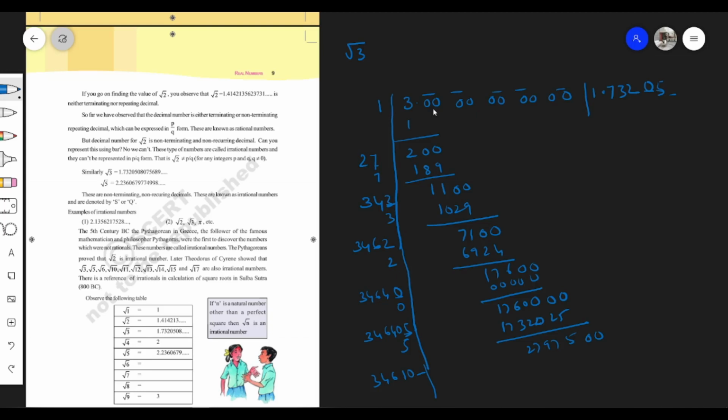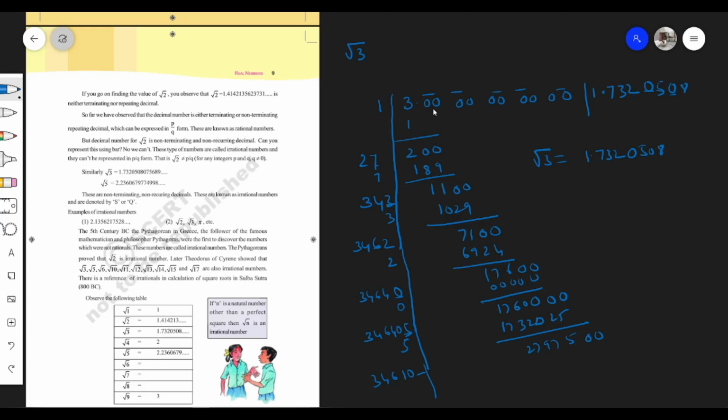Okay, so we keep 0 again, and likewise we proceed. And you will get some digits like that. So here also you observe that square root of 3 is also a kind of number that has a non-terminating, non-recurring decimal form. Had it been a terminating decimal, it would have been a rational number. Since it does not have that nature, it is an irrational number.